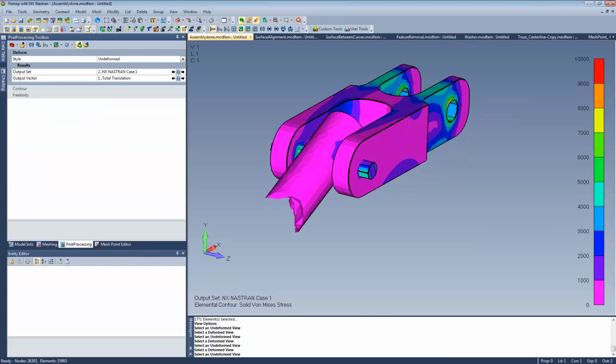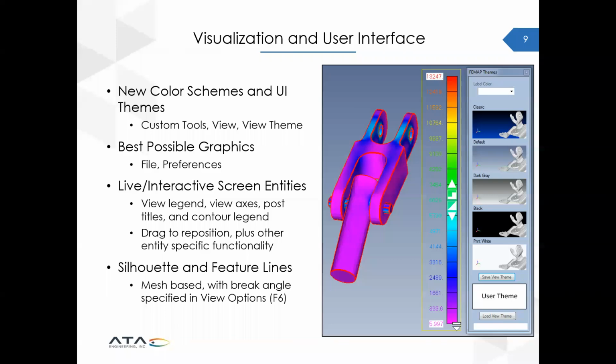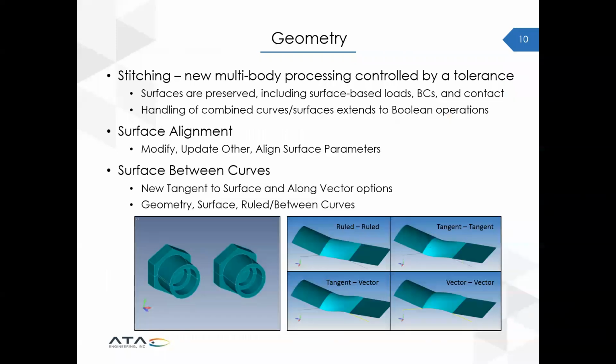We're going to hop back over to Femap now, or back to PowerPoint, excuse me, and take a look at some of the geometry changes. The first thing that I'll point out for geometry is that the stitching algorithm has been completely redone. Previously, it would make copies of surfaces and it would stitch those copies together. But with the new stitching algorithm, it's going to maintain our surfaces.